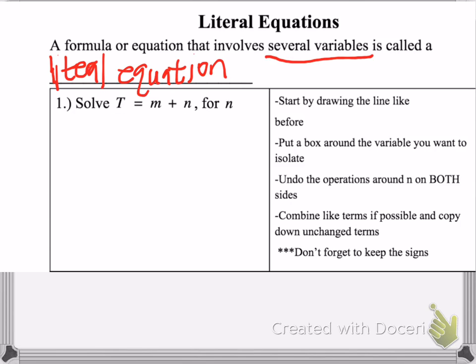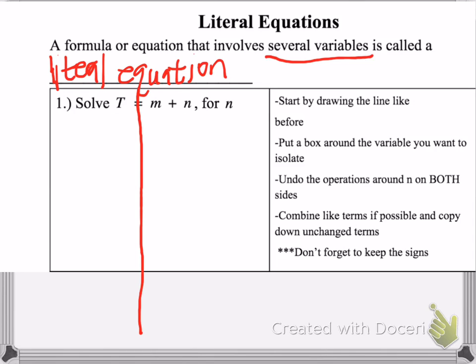Again, it says it involves several variables. So if we look down at this first example, we're going to solve t equals m plus n for n. This is the literal equation that involves those several variables. We're trying to get n by itself. We're trying to isolate n. So we're going to start by drawing a line down the middle of that equal sign so that we split it into two equal sides. Just like before. Nothing different there.